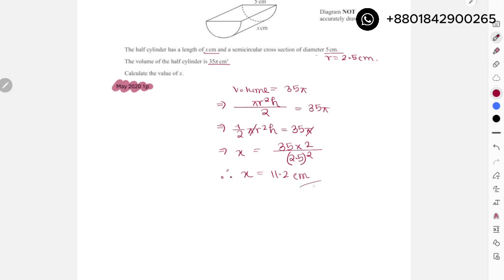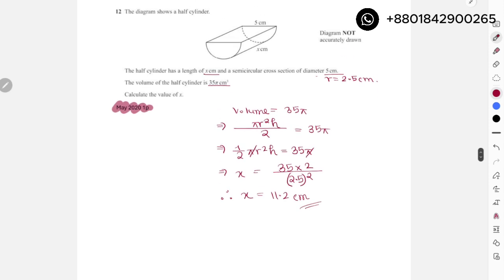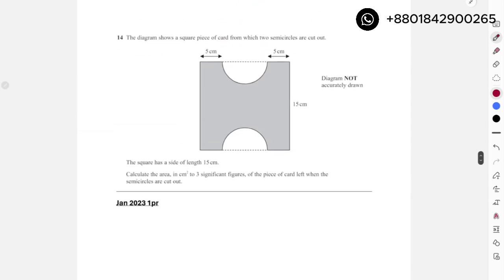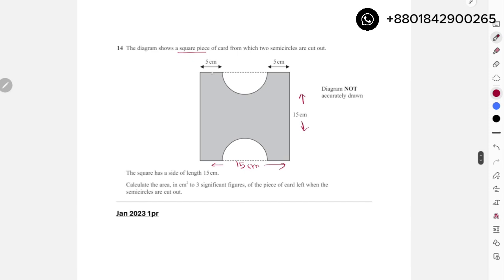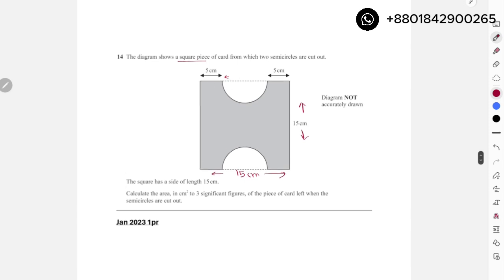So this is it. That's the end of this cylinder maths. After this, we'll quickly move on to the next maths for mensuration. This one shows a square piece of card from which 2 semicircles are cut out. If this is a square piece and the length is 15 centimeters, then this width is also going to be 15 centimeters. And there are 2 cuts of 5 centimeters. That means the diameter over here, if I consider this as x, will be x minus 10. So this is obviously supposed to be 5 also, right? The diameter of this semicircle is also 5 centimeters.